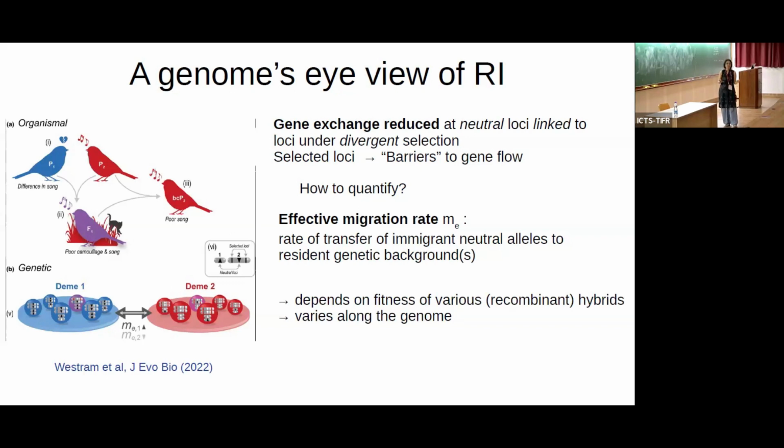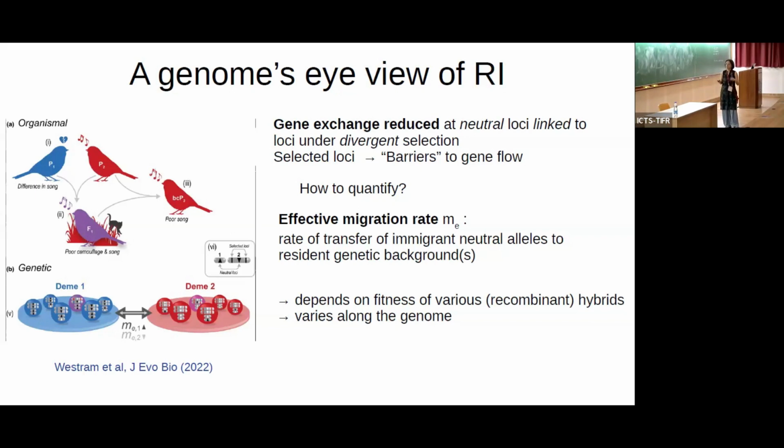So 2 points. One is that this effective migration rate is going to be different for different regions along the genome. If you are far away from these barrier loci, these selected loci, then you can recombine away much more easily, and the effective migration rate is close to the actual migration rate. If you're close to these barrier loci, then this effective migration rate, this rate of exchange, is reduced a lot more.